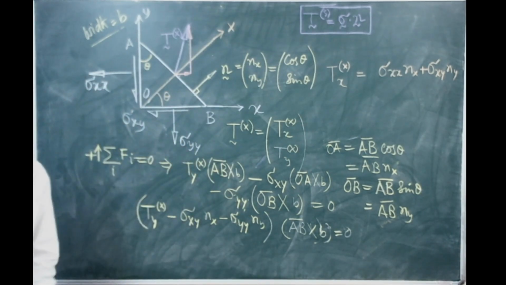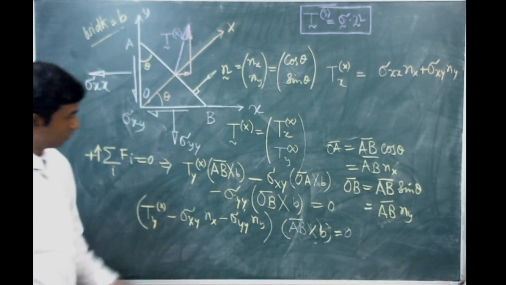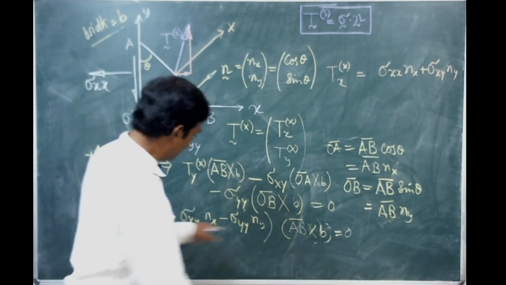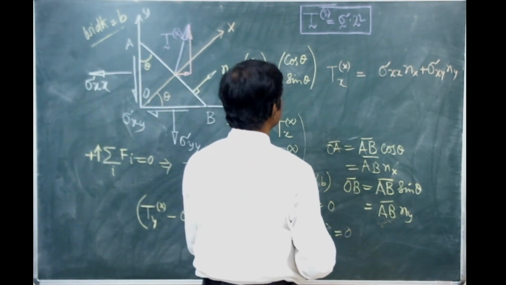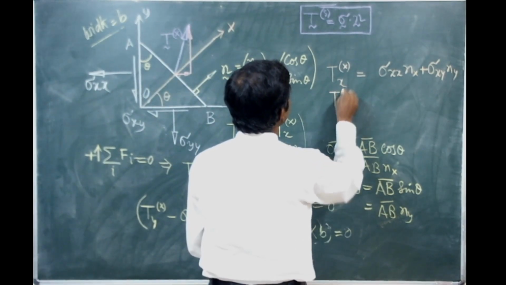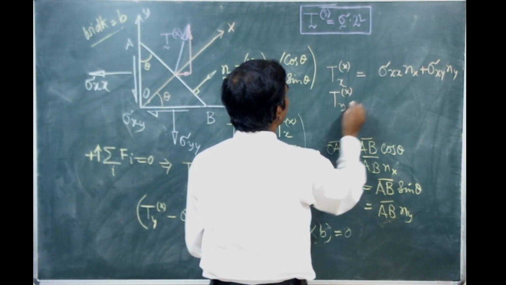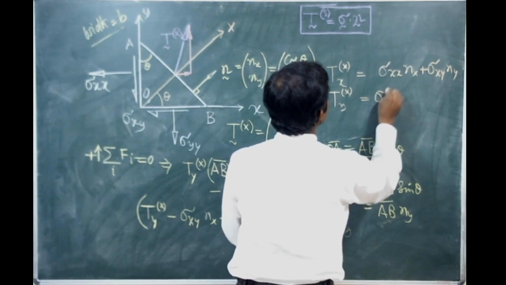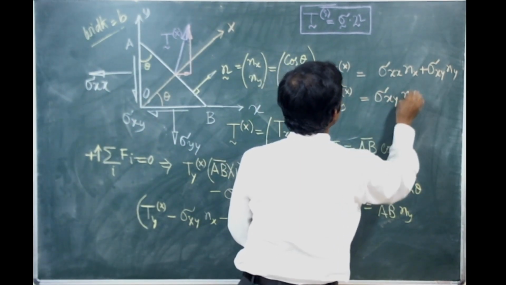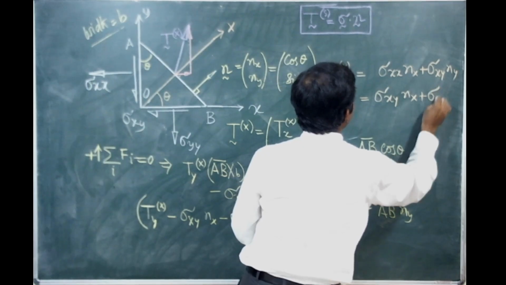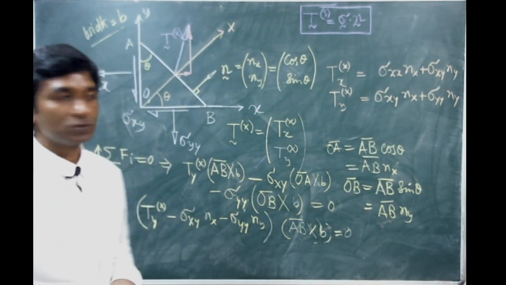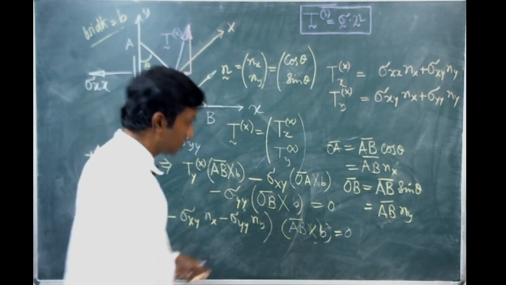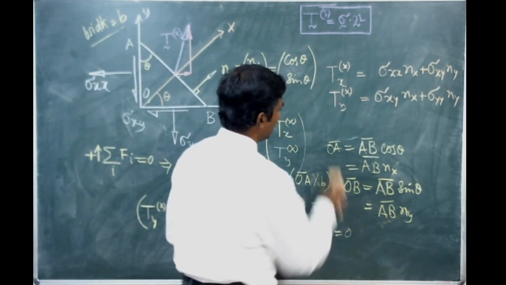Using the same philosophy, what do we get? We write down the second expression. That means T x of y equals sigma xy nx plus sigma yy ny. So that means we can write this in a compact manner.